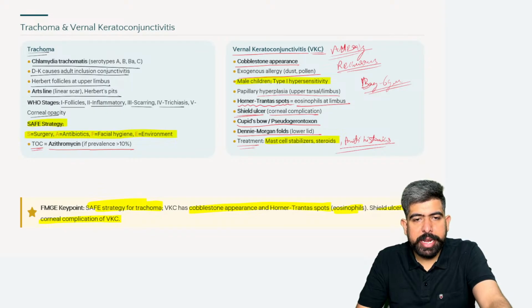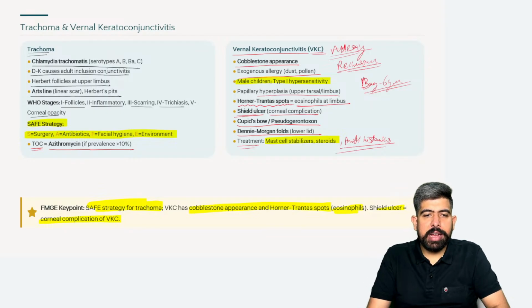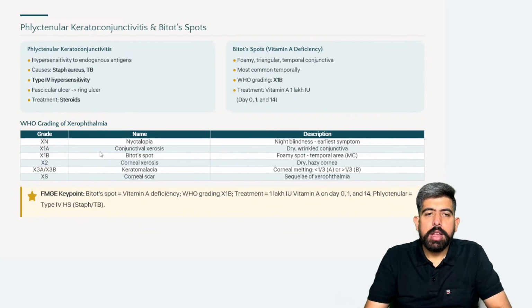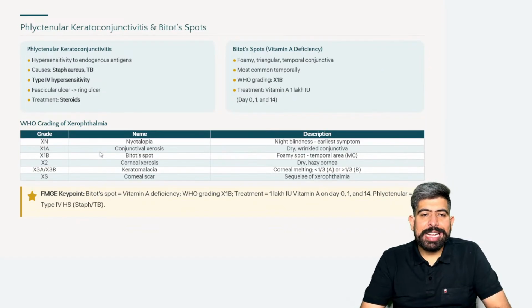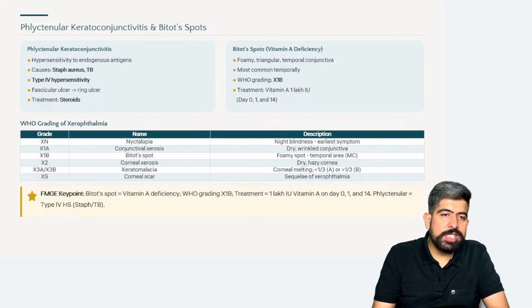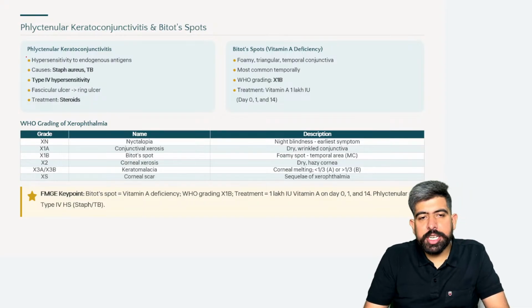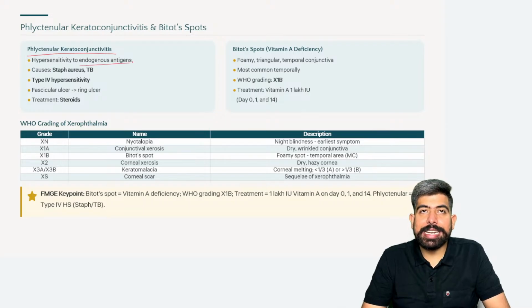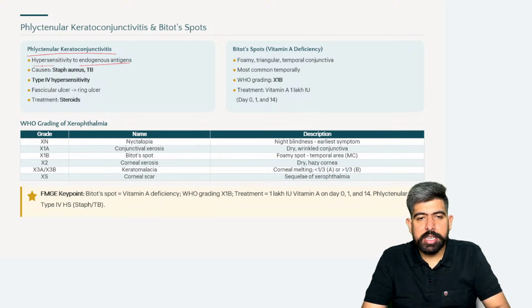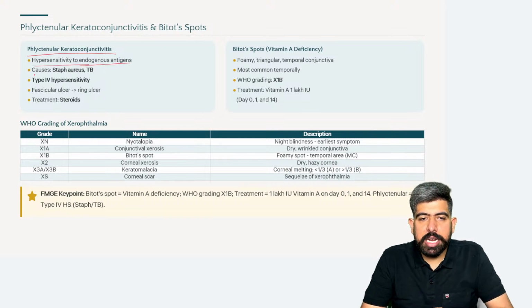Now, moving forward, for the next we have the phlyctenular keratoconjunctivitis and the Bitot spot. Now, listen to this part. For the phlyctenular conjunctivitis, please remember it is having hypersensitivity to endogenous antigens. Now, this is the endogenous. It is hypersensitive to the endogenous antigens. What are the causes here? The Staph aureus or the TB, and it is a type 4 hypersensitivity.